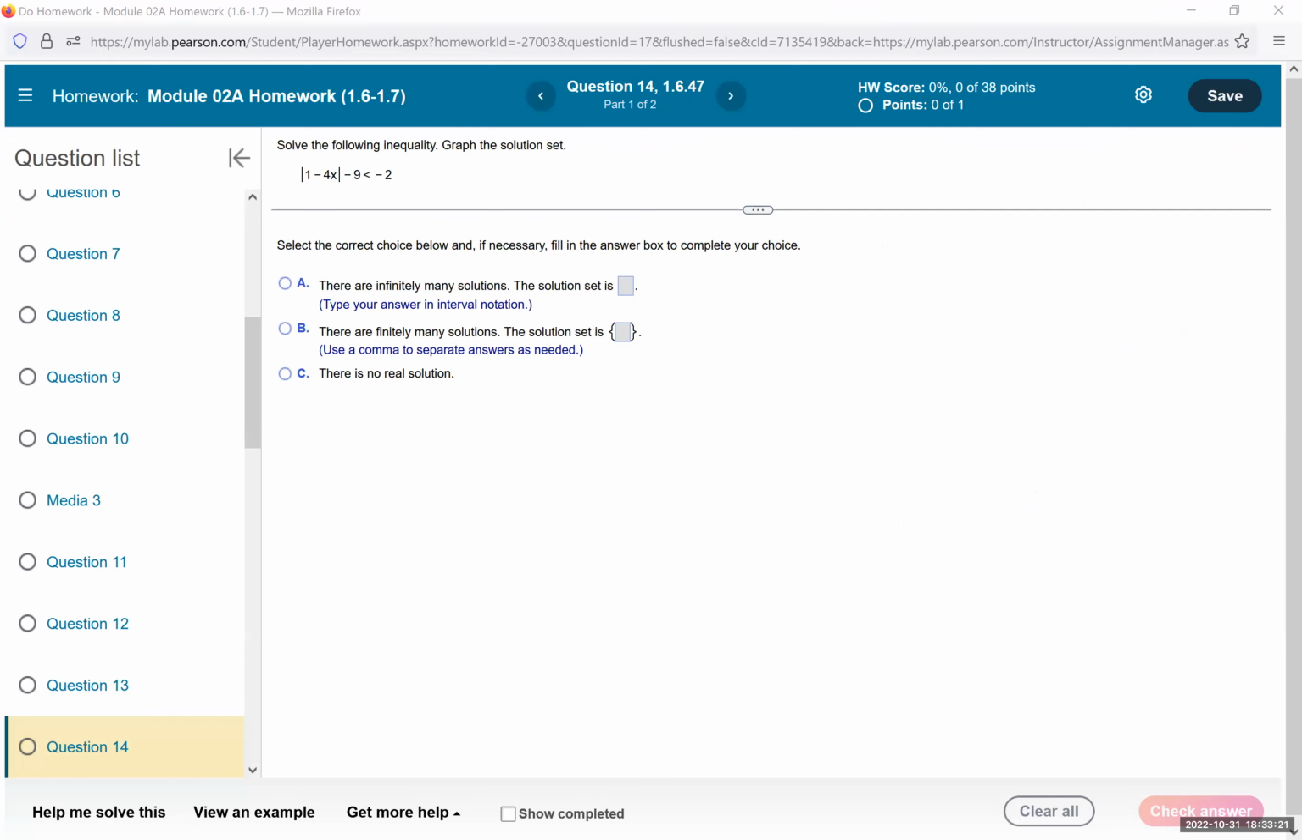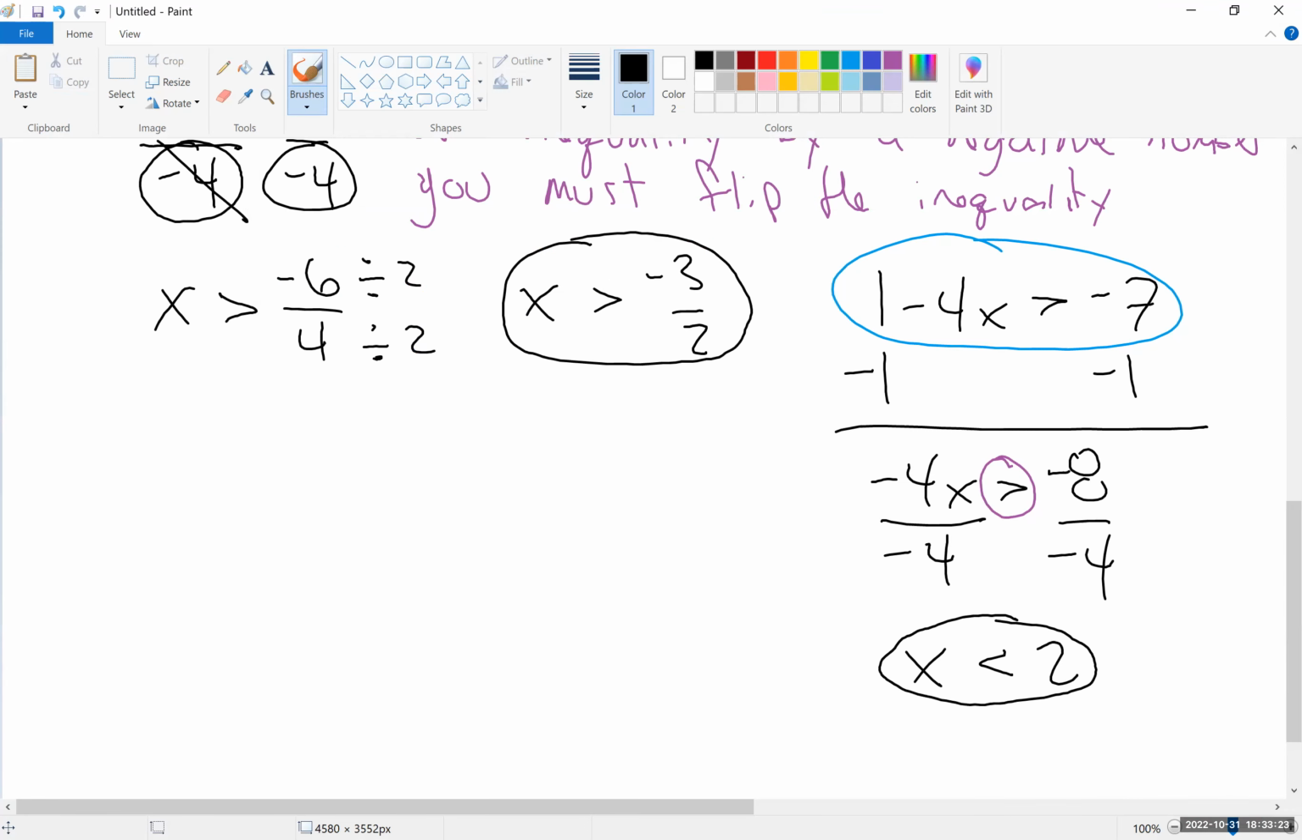The way that I always do these problems and I show students how to do it is we put this on a number line. When you put it on a number line, all you have to worry about is the smaller number. In this case, negative 3/2 is smaller than 2.